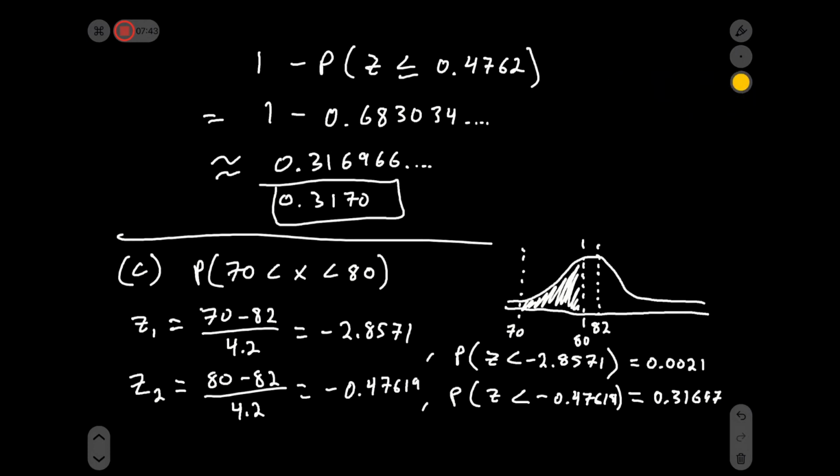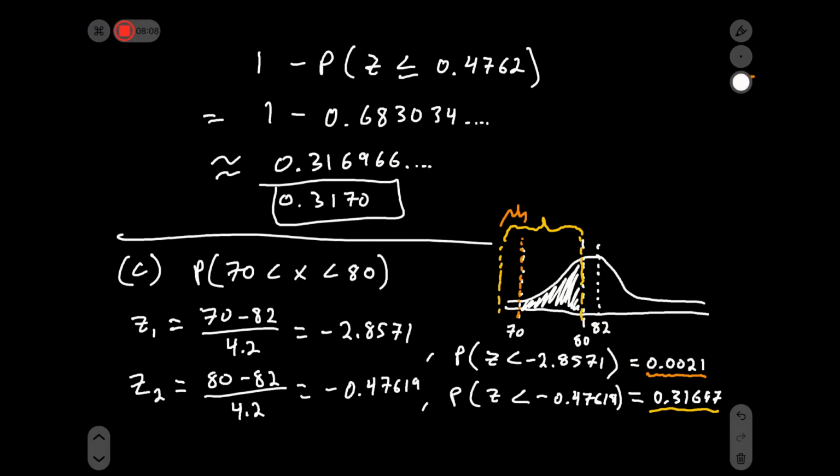Thinking about this probability here tells us everything in this entire range, right? But we need to subtract out this part here. And this part in the darker orange is this probability.